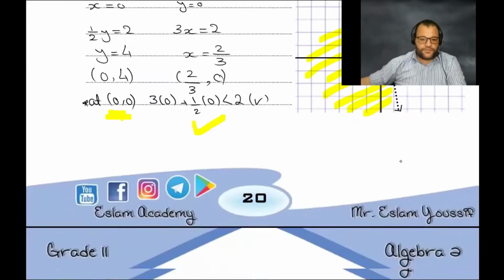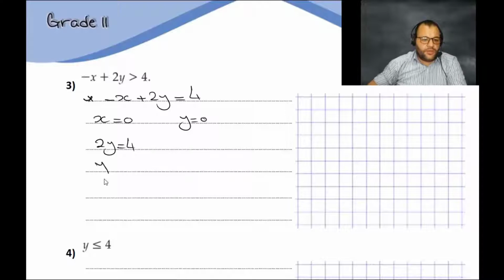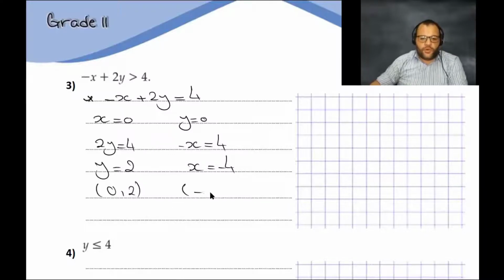Okay. Again, for this one, how can we solve it? Number one, convert to an equation: negative x plus 2y equals 4. When x equals 0, it means 2y equals 4, then y equals 2, so the ordered pair will be (0, 2). When y equals 0, it means negative x equals 4, so x equals negative 4. So the ordered pair now will be (-4, 0). Negative 4, not minus 4, please.